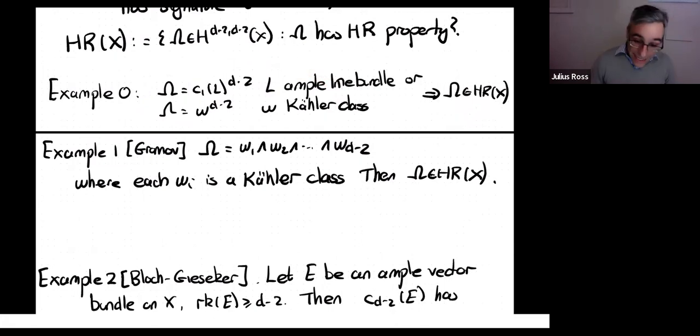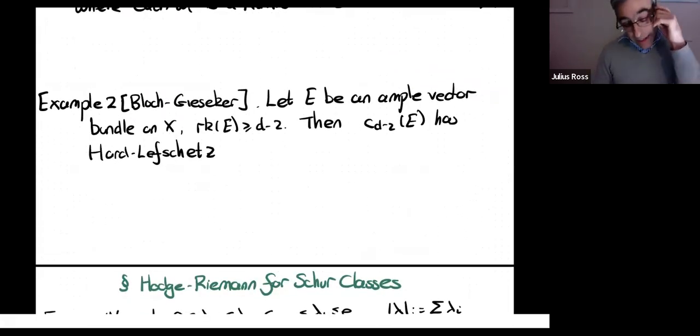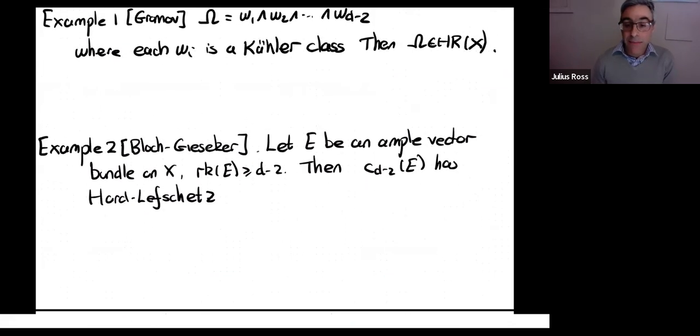And then the second kind of example is a theorem due to Bloch-Gieseker, and that's related very much to what I want to talk about today, that has to do with ample vector bundles. All right, so the statement is this: suppose you've got an ample vector bundle on X, its rank should be large enough. Then this class here, c_{d-2}, has the hard Lefschetz property.